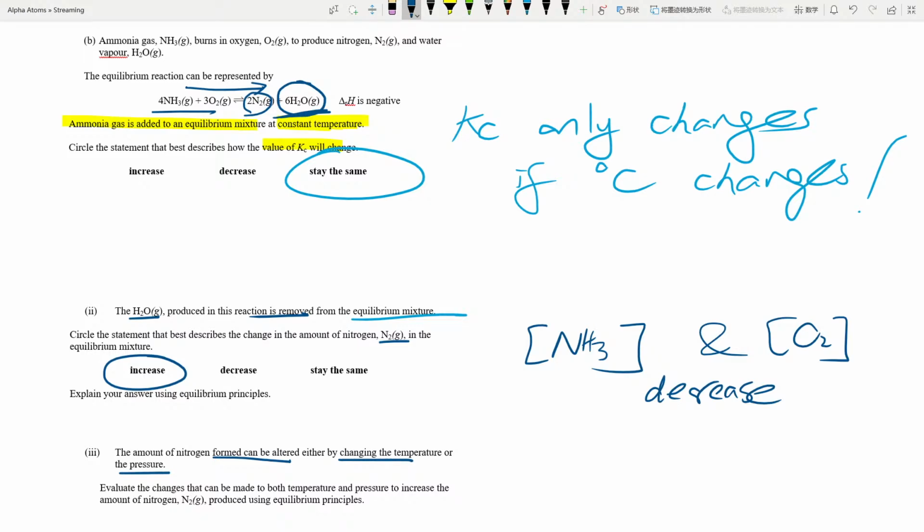Next part, the amount of nitrogen formed can be altered either by changing the temperature or the pressure. Evaluate the changes that can be made to both temperature and pressure to increase the amount of nitrogen produced using the equilibrium. So what I'm going to do, I'm going to just copy paste this equilibrium down so we can recycle this underneath because I need more space.